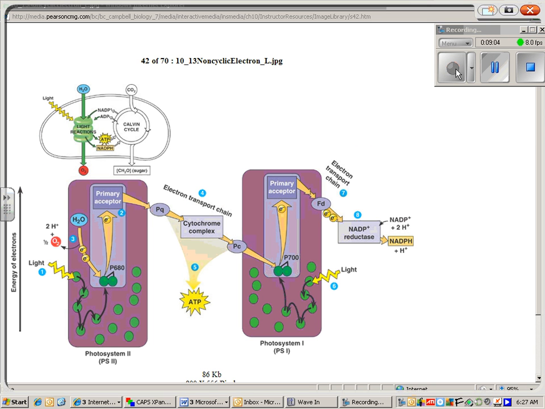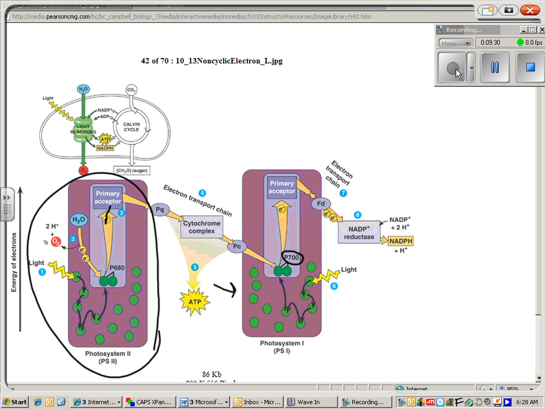Here's an overall view of photosystem 2 that we just talked about. And over here is what's called photosystem 1. Photosystem 1 consists of chlorophyll that absorbs slightly different wavelengths of light. It's called photosystem 1 because it was figured out first. Photosystem 2 was figured out second.